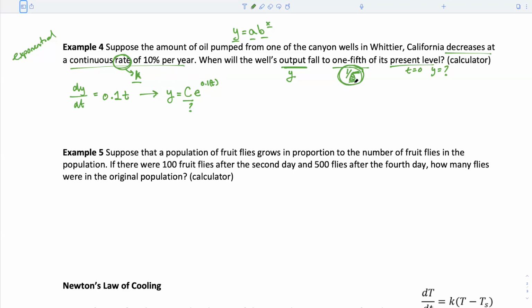So given this, and remembering that C is going to be the initial value, bear with me, and C is the initial value. All right, if C was 5, could we figure out what Y is? Yeah. So if C, which is the present level, let's pretend, is 5, then Y is going to be 1/5 of 5, which is going to be 1.